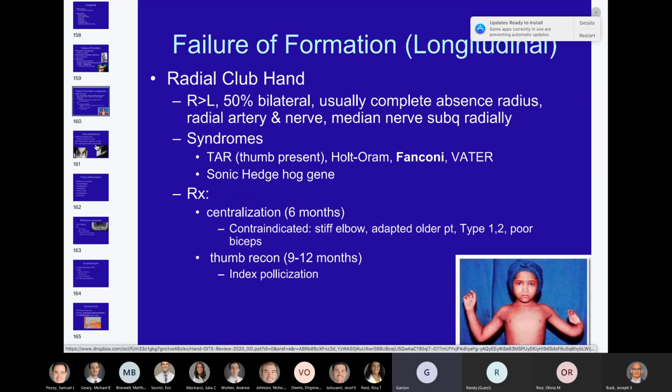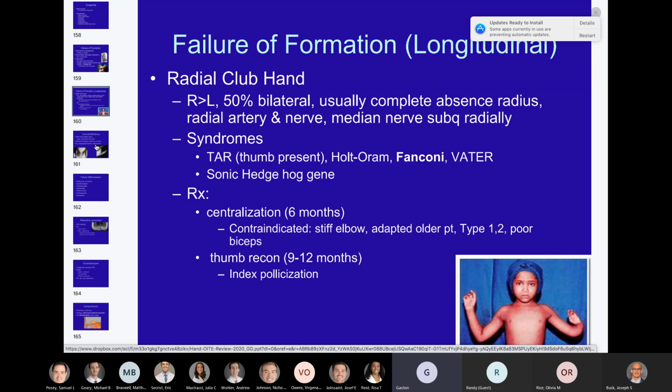Radial longitudinal deficiency. The number one thing to remember with this is these kids, other things form at the same time that can be deadly. So remember, radial longitudinal deficiency, consider TAR syndrome, which is thrombocytopenia absent radius. So you need to know their platelet count. Holt-Oram, which is heart anomalies. Fanconi's anemia, which is obviously a pancytopenia, which you would assess with a chromosomal breakage test. And then VATER syndrome. The involved gene is sonic hedgehog.